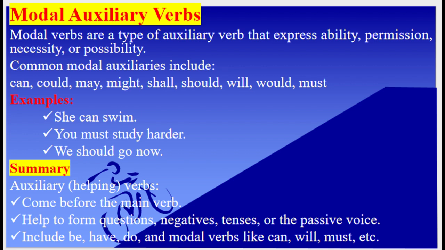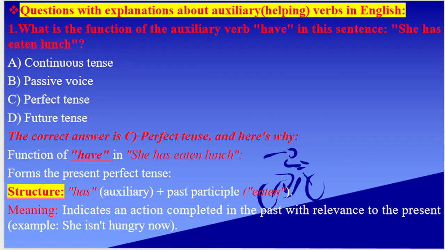Some auxiliary helping verbs come before the main verb. They help to form questions, negatives, tenses, or the passive voice. They include be, have, do, and modal verbs like can, will, must, etc.